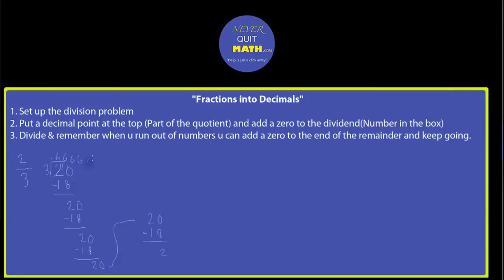So this is approximately going to be 0.67. All right? So that's how that works. And it just keeps going on and on and on. Another thing, you could always put a line on top of here, and that says that it repeats. All right.